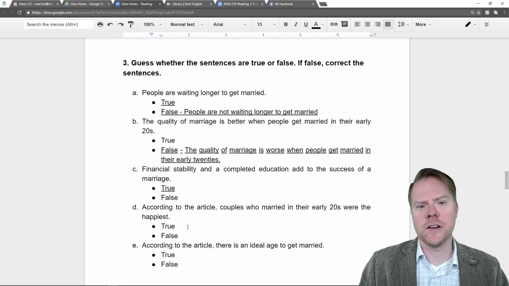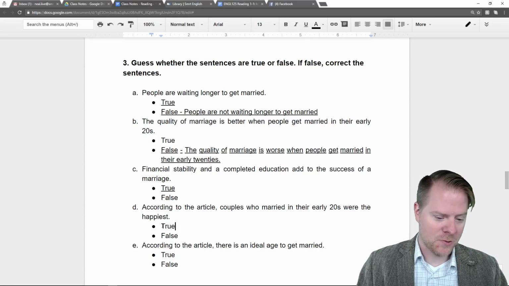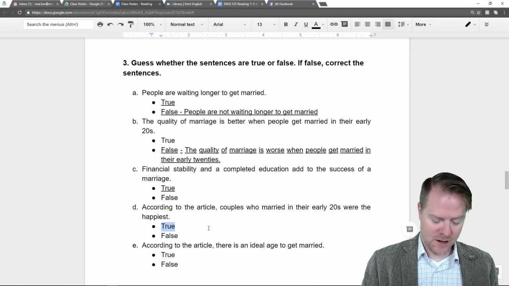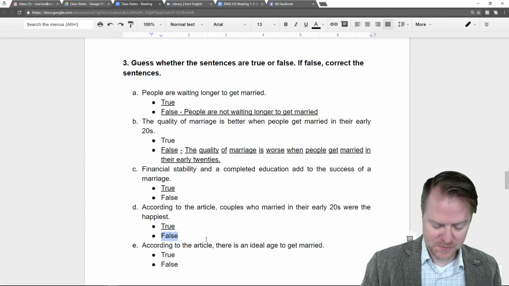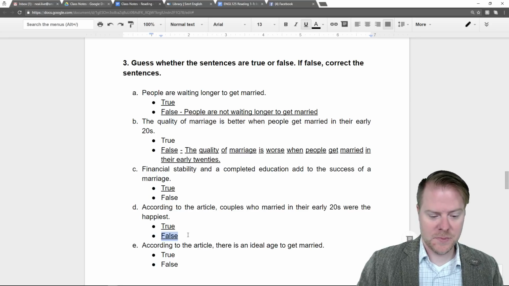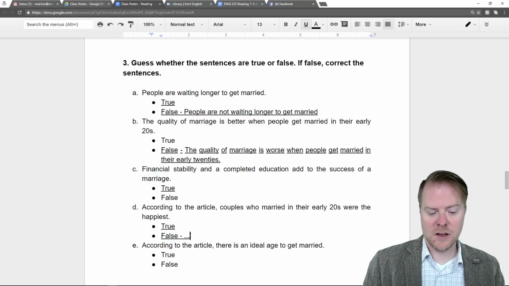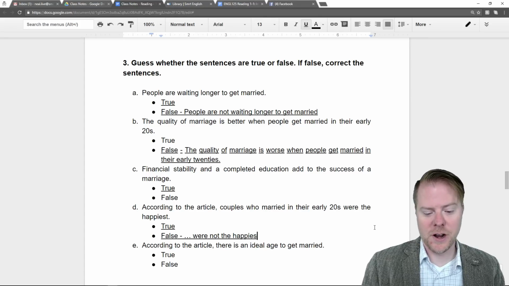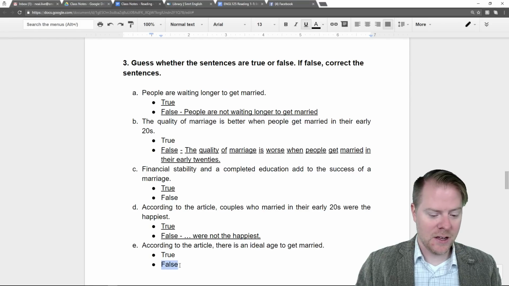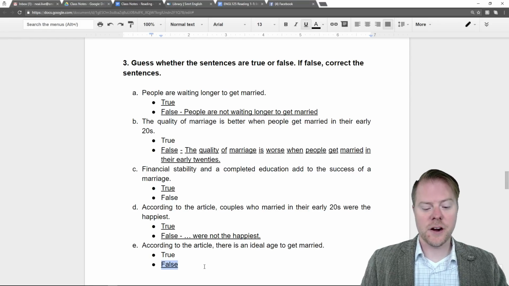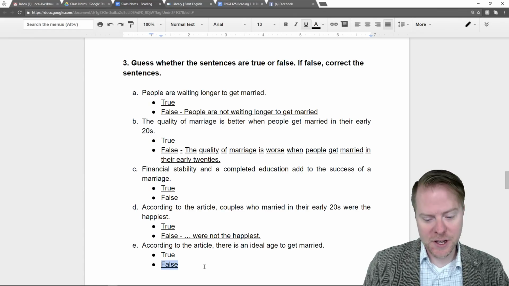How about D? According to the article, couples who married in their early 20s were the happiest. We have a guess of true and a guess of false. So we have some disagreement. And of course, the opposite would be we're not. I'll just say we're not the happiest. And then E, it looks like we have some agreement that E is false. According to the article, there is an ideal age to get married.